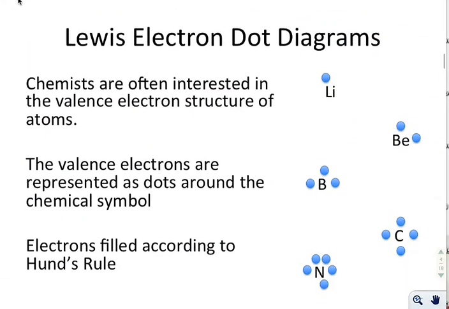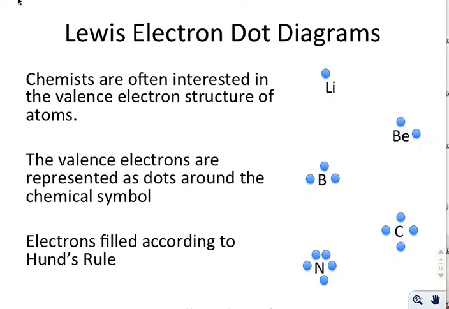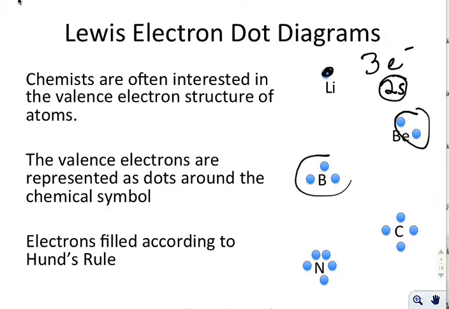Lewis dot structures. Since chemists for the most part are interested in the valence electrons, the outside layer of electrons, we tend to draw Lewis dot diagrams. These diagrams represent the valence electrons. Remember, lithium actually has 3 electrons, but 2 of those are in the inner shell, and it only has 1 electron in its outer shell. So for its Lewis dot structure, I only draw the 1 electron in its valence shell. I draw 1 for lithium, 2 for beryllium, 3 for boron, 4 for carbon, and 5 for nitrogen.